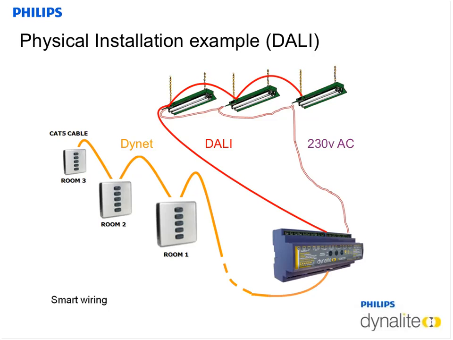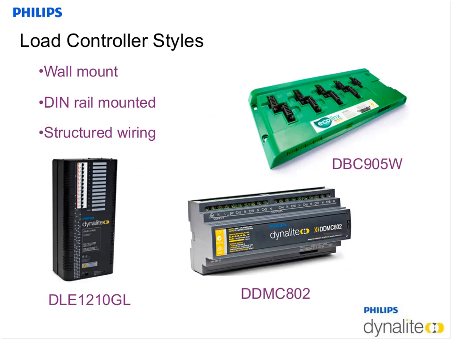We have different load controller styles. Just to show you why we have these different shapes and sizes and colors, basically we have three types. Probably the cheapest or the most cost effective, in the nice Philips terminology, is the DINRAIL version. This is the one which probably gives us the most options in our system, and we are constantly adding new versions to our portfolio.